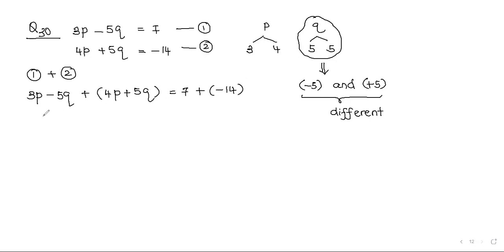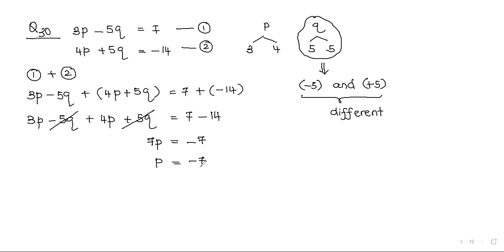You want to be mindful when you are dealing with the negative signs and when you are dealing with the brackets, children. So then here it is plus 4P, then plus 5Q, and here you have 7 minus 14. Then -5Q, +5Q, you can cancel. 3P and 4P, it is 7P. 7P is equal to -7. Then P is equal to -7 divided by 7. So then P is equal to -1.